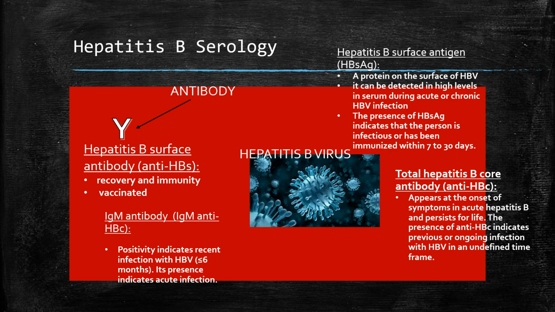Hepatitis B surface antigen is a protein on the surface of the virus, and its presence indicates that the person is infectious or has been recently immunized. And the total hepatitis B core antibody appears at the onset of symptoms in acute hepatitis B and does persist for life. So you have to take these different tests and the results in correlation with each other to determine if it's an immunity due to past exposure, or if it's an active infection, or what exactly the patient's condition is.